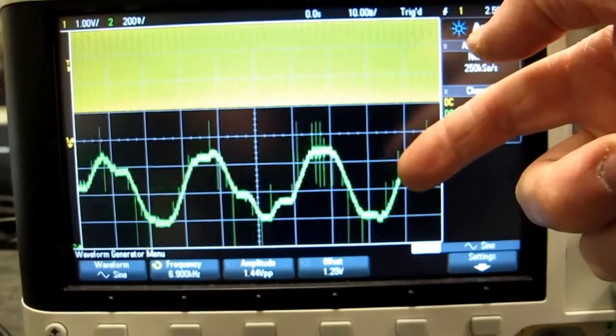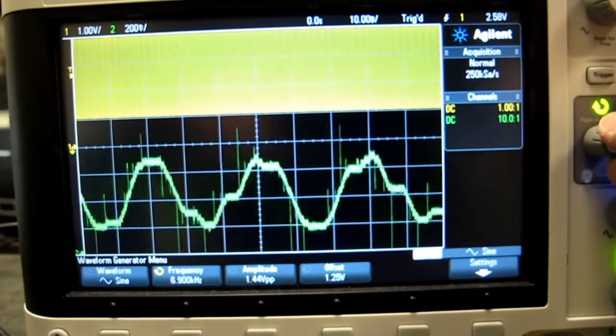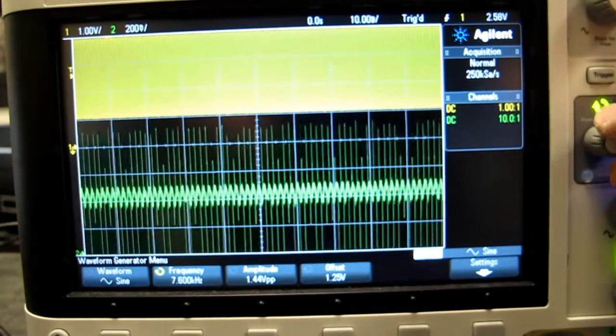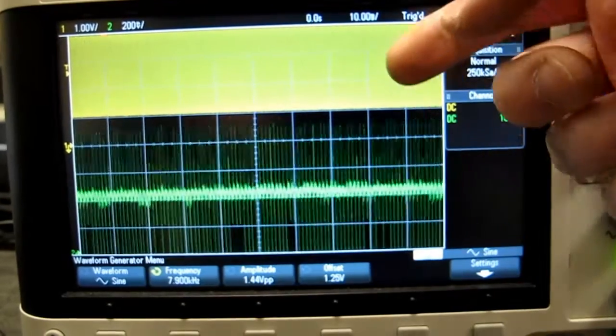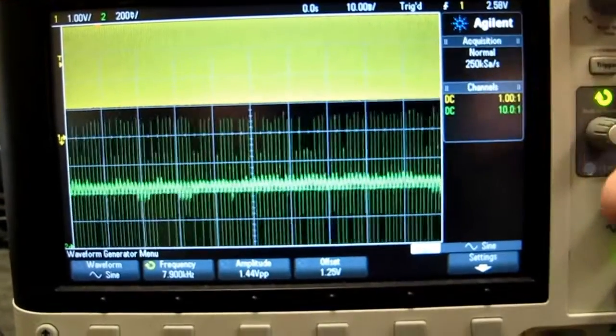This is a very low frequency waveform, as you can see. And then if we go up further, then the frequency starts to go higher, but it's not nearly as high as the input signal. Again, that's aliasing.